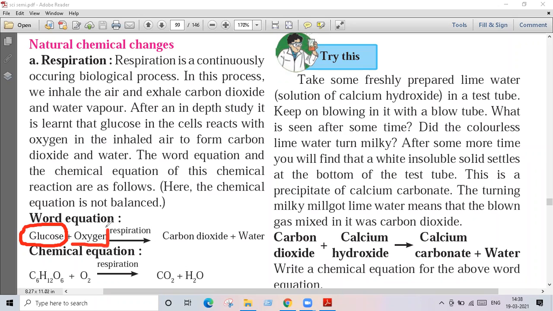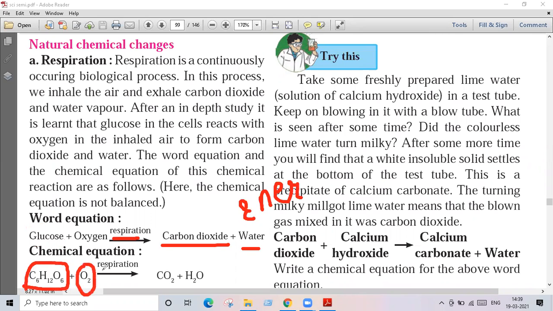Oxygen is taken from the air through respiration. We respire, we take oxygen from the air, right? Then there is a process known as respiration. It forms carbon dioxide and water, and we get energy, right? Understood? So here glucose can be written as C6H12O6. Oxygen is written as O2. This is a chemical equation and word equation. We generally follow the chemical equation. So carbon dioxide is written as CO2 and water is written as H2O. So this is your chemical reaction. Getting it?